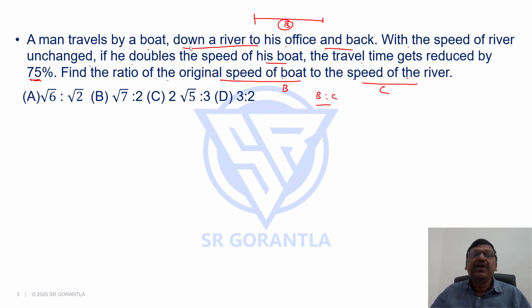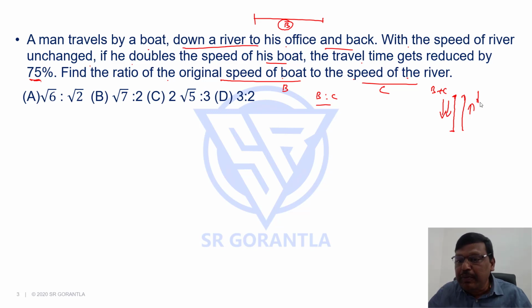But now here the boat traveled down a river and then came back. So a man is going down a river and then is back. When a person travels downstream, he will be traveling at not only the speed of the boat, which is trying to go down, but the river also will be pushing it. So hence the speed will increase, the speed will be b plus c. When a boat tries to go upstream, the river will be pushing back the boat, so the speed will come down, the effective speed is b minus c.